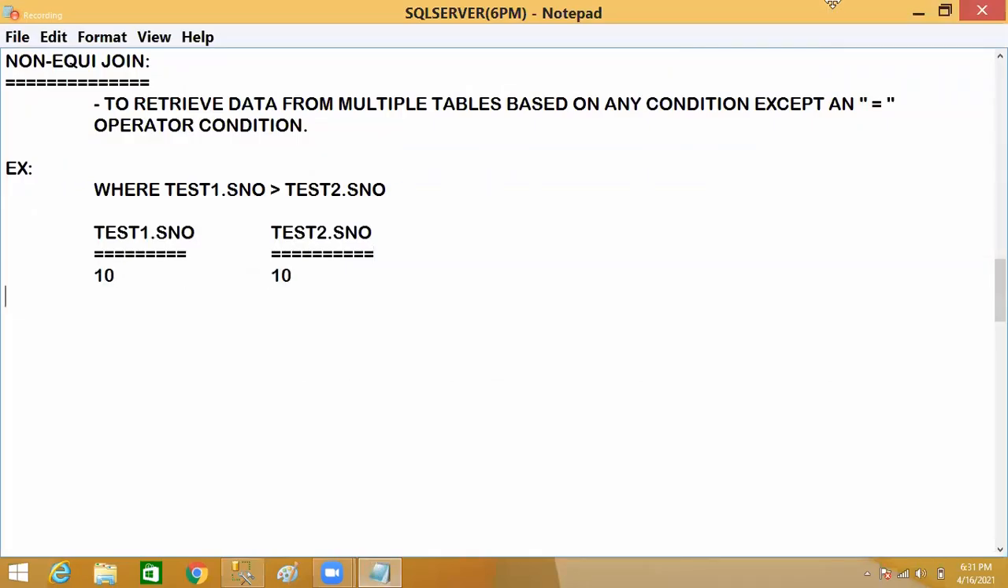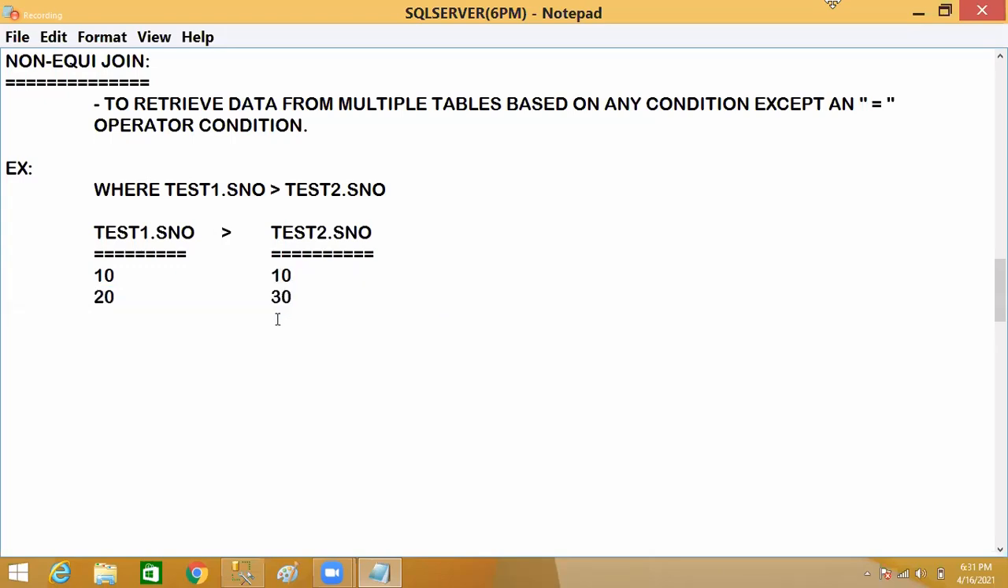So 10, 20, and here 30, and in between we are using the greater than symbol. And here, whatever the rules of joins are, I need to follow them. The first rule is that a row in a table is compared with the condition, and this condition will be compared with all rows of the second table.